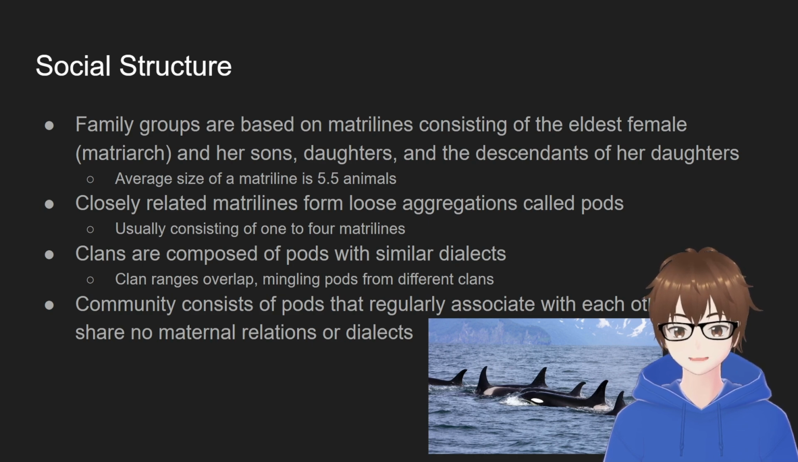So different oldest females, or matriarchs, will also make groups called pods, and this will consist of 1 to 4 of these family groups. So you'll have the oldest female, and then her sons, daughters, and descendants, and then also another orca eldest female, which has her sons, daughters, and so on.